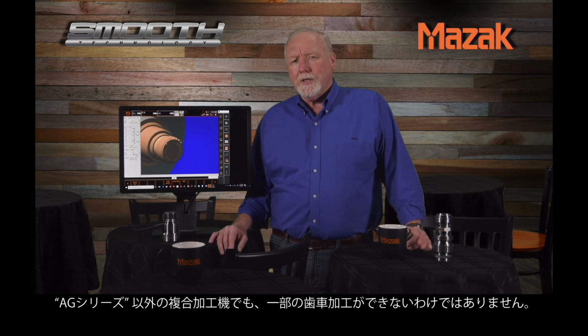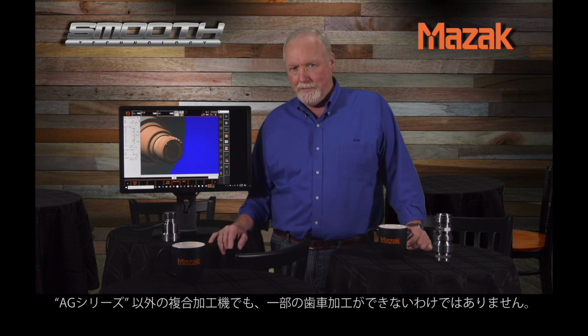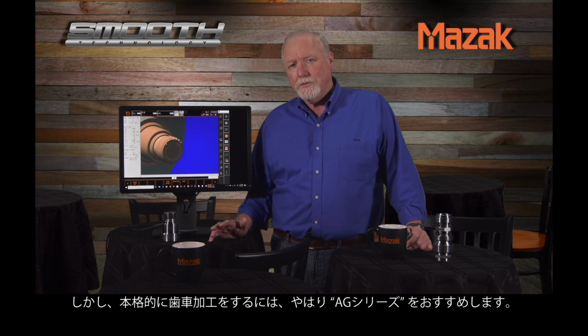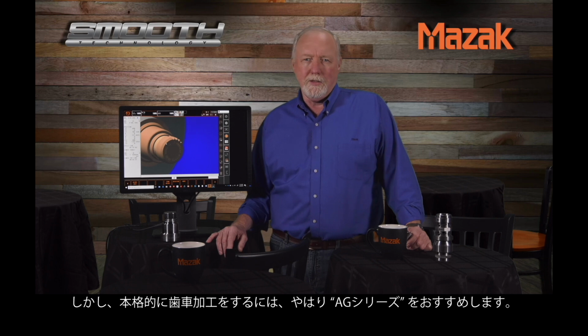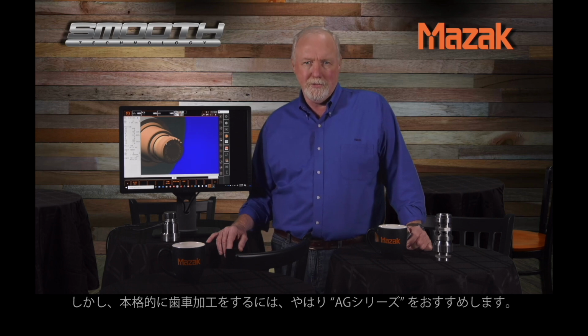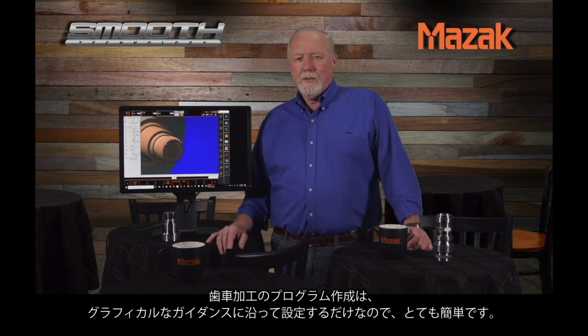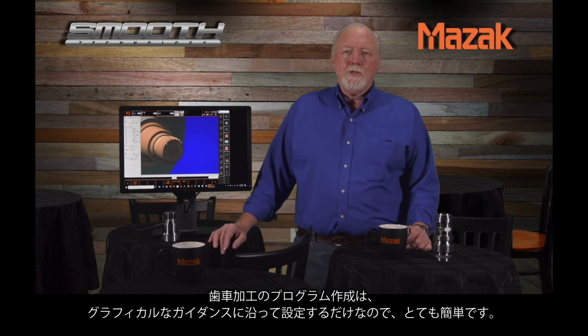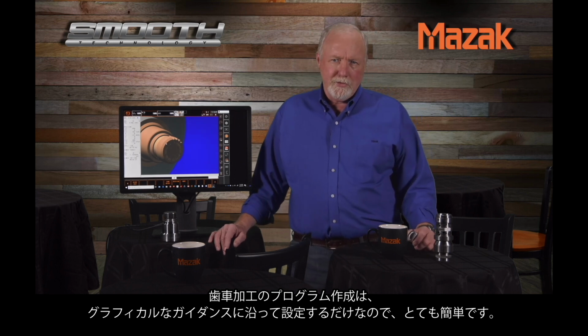With a few basic options, any of our mill-turn machines with a SmoothX control can do basic hobbing or gear milling. However, due to the precision required, skiving can only be done on the auto gear version of these machines. To facilitate programming these features, Mazak has built a set of custom macros.